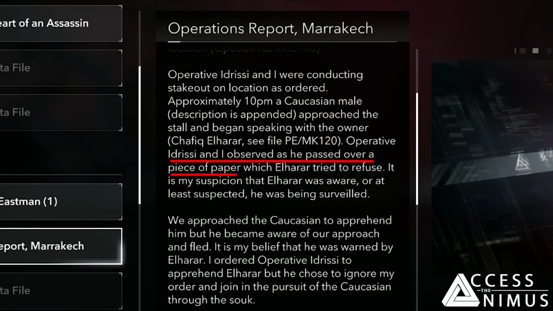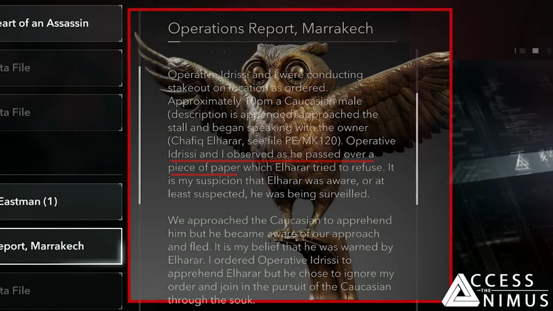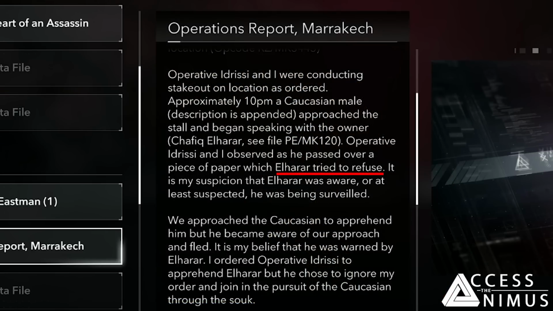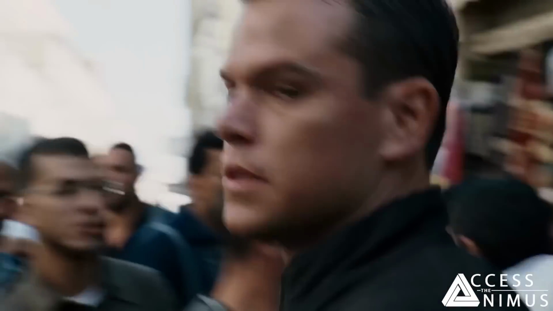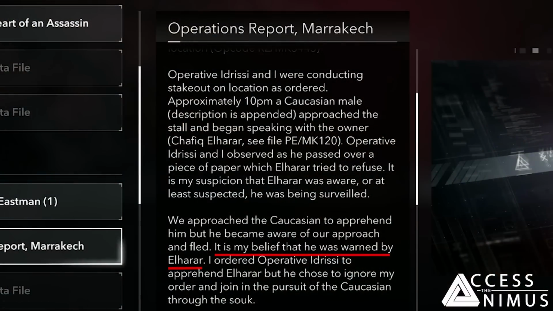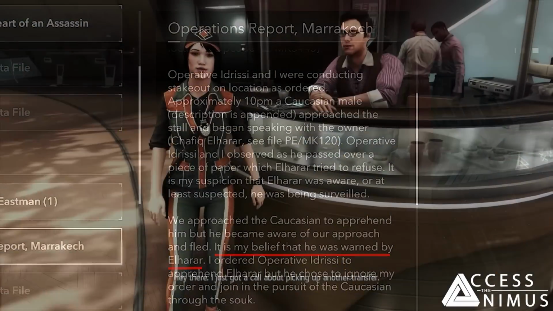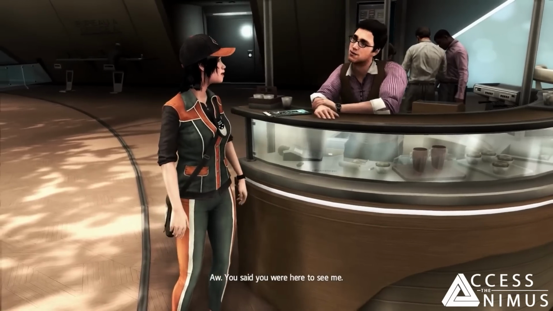Anyway, Belkacem and Idrissi do see Joel pass over a piece of paper to El-Harar. This is the drawing of the owl that he mentioned in his diary, but the storekeeper apparently tried to refuse, and according to Belkacem, that's because he suspected he was being surveilled, and he was right apparently, because the two operatives did try to get Joel, but he saw them, and as we know, he dashed through the alleys to not get caught. But again, Belkacem feels like Joel was tipped off by El-Harar, who might have seen the two operatives in advance, and we can imagine some assassin instinct going on right there.